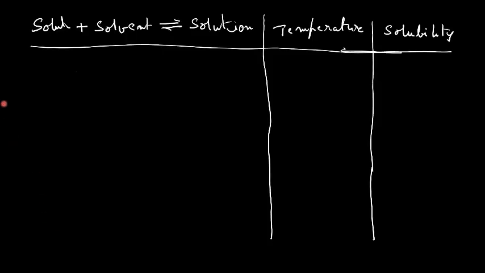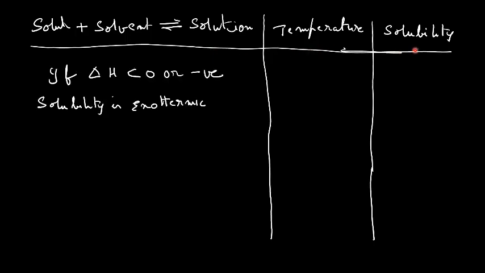Let us summarize the solubility with respect to temperature. Solute plus solvent gives solution, and how does the solubility change with temperature? If delta H is less than 0 or negative, that is, energy is released during the dissolving of a solid in the liquid, therefore the dissolution is exothermic. If temperature increases, solubility decreases. Example, lithium sulfate, sodium sulfate, etc. Such salts decrease their solubility on increasing the temperature.